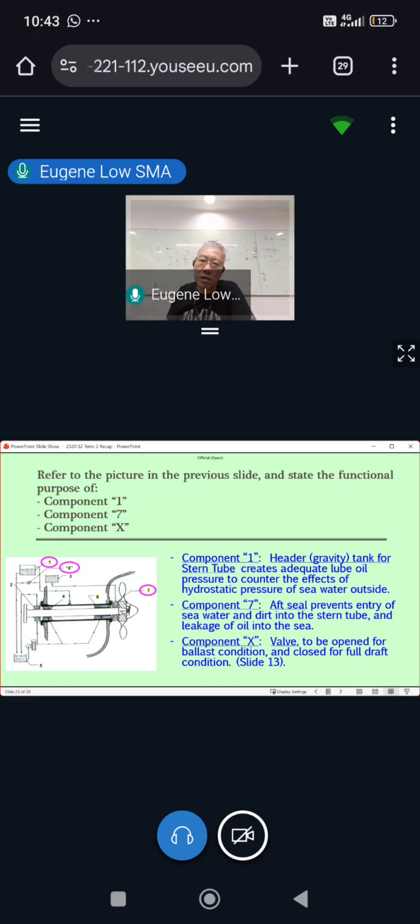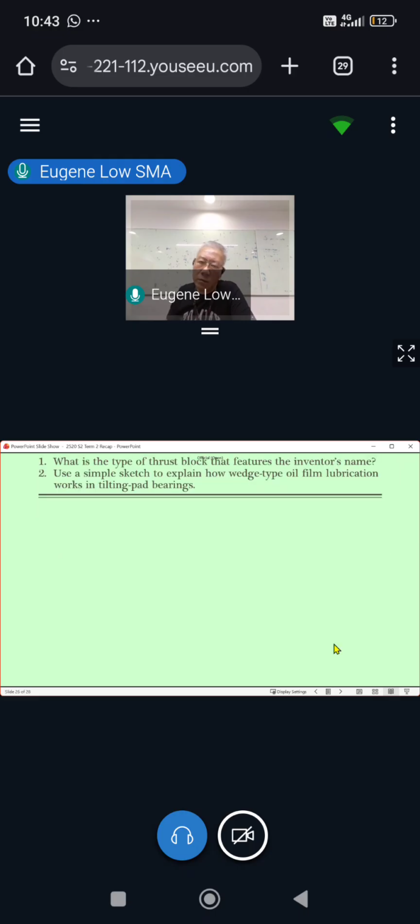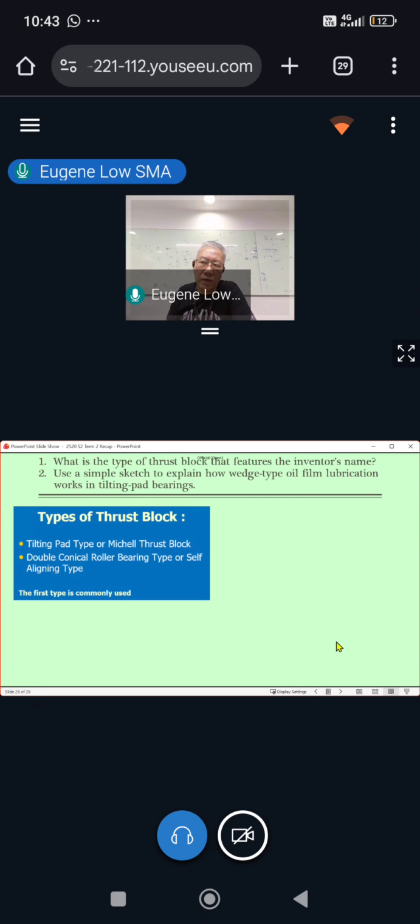Okay, what is the type of thrust block that features an inventor's name? Done there also. The inventor, of course, is Tony Mitchell or Anthony Mitchell, and the type of thrust block is the tilting pad type. Tilting pad, or the name itself, Mitchell thrust block.